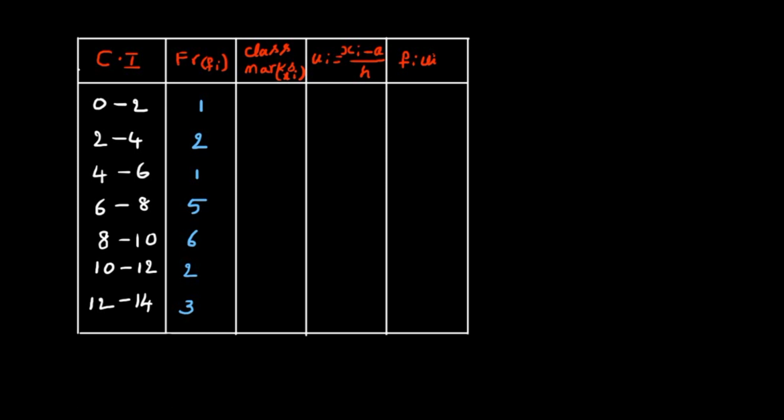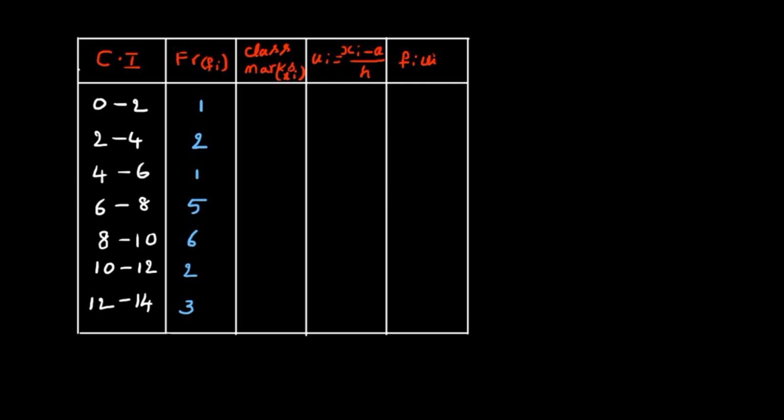Now here you can observe, to find the arithmetic mean we need these 5 columns: the class interval, frequency, which we can denote in short form as Fi, class marks, whose another name is mid values, then Ui, that is the formula (xi minus a) by h, and Fi Ui. The class interval and frequency, these 2 columns are already given in the question. You can check what the question is.